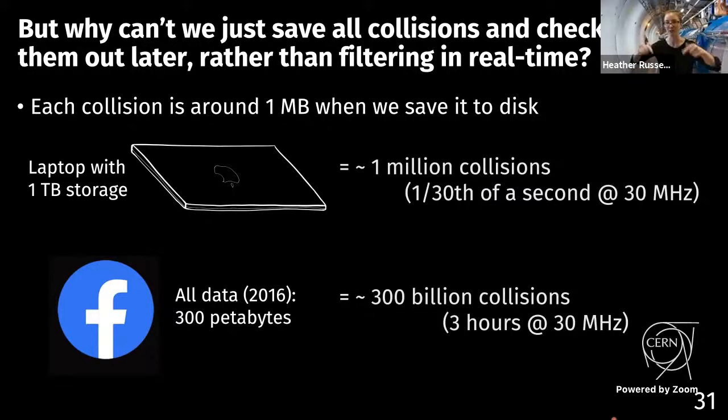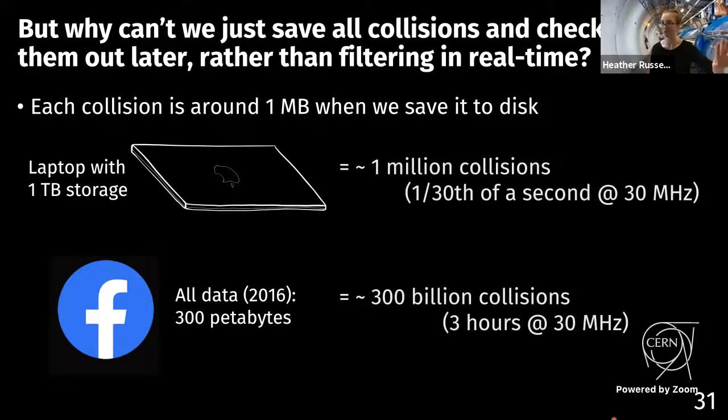Then, of course, if we did that, it would be the problem of trying to process all that. How do you actually filter through and find the events you're looking for, the interesting stuff? Instead of looking for the Higgs boson in a haystack, you'd be searching for the Higgs in the entirety of central Canada. You'd never find it. It would be impossible. So we don't go down that route.